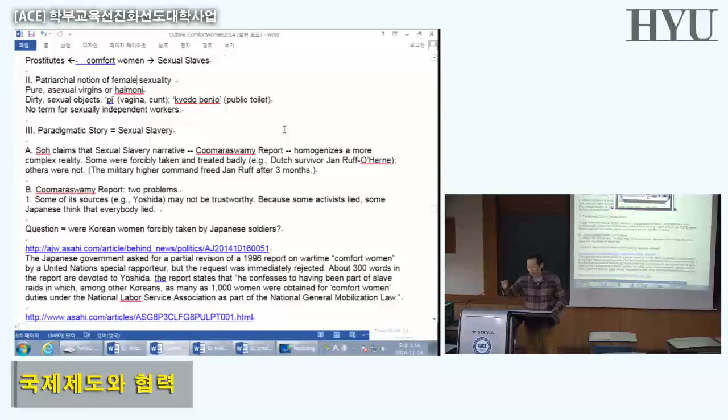Right, but the reason why I use terms like pure and not pure is because the dominant paradigm, which we're going to discuss, is that these were pure women, virgins who were kidnapped and made dirty by the Japanese. And that's why we're asking for an apology and reparations, because they're using this concept of pure and impure.